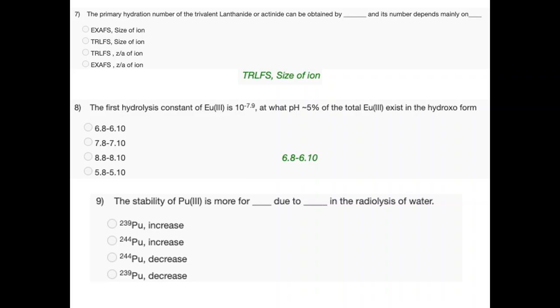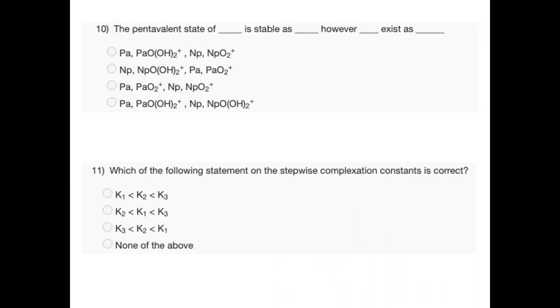The stability of Pu3+ is more for dash due to the dash in the radiolysis of 239Pu increase, 244Pu increase, 244Pu decrease, or 239Pu decrease. The right answer is 244Pu decrease.